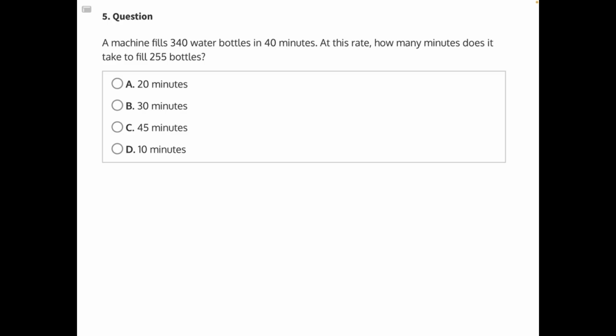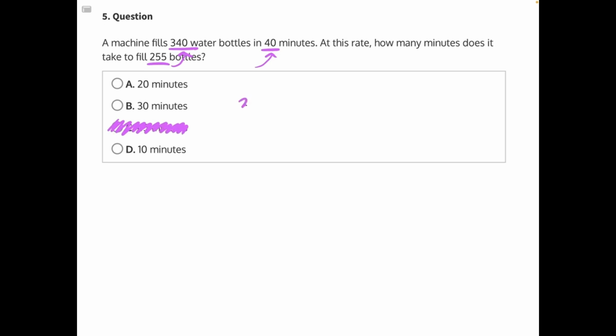We know that it takes 40 minutes to fill 340 bottles. 255 is less than 340, so that means the time should also be less than 40, meaning C cannot be the correct answer because 45 is greater than 40.